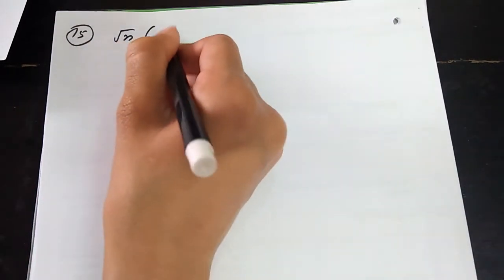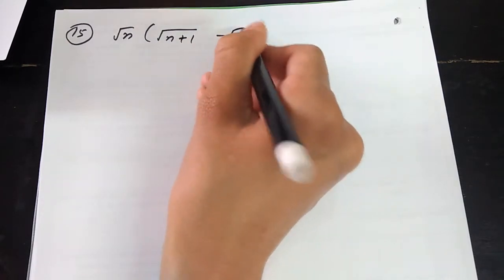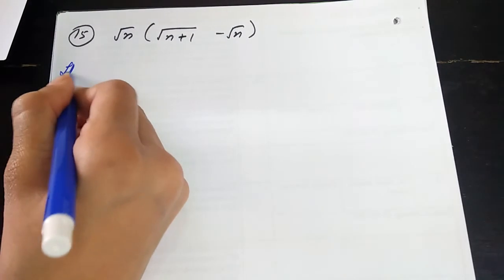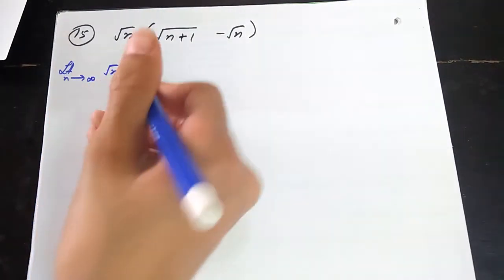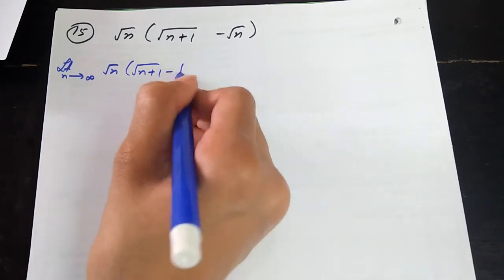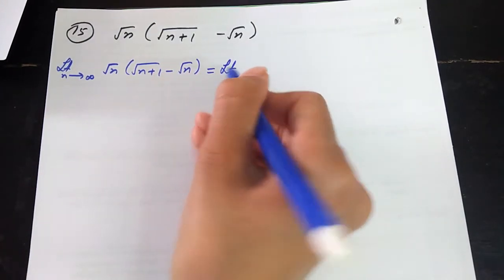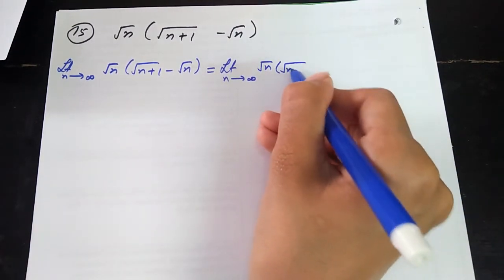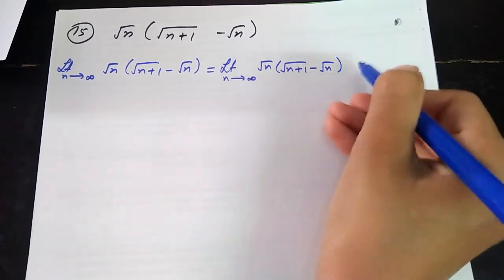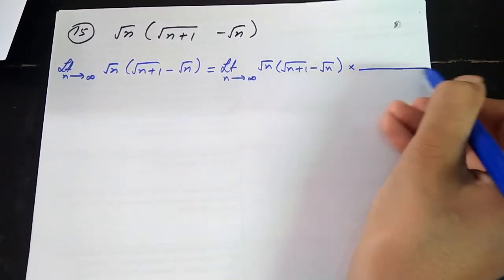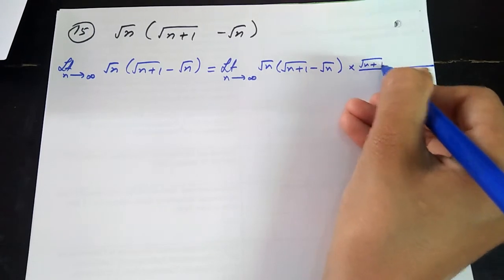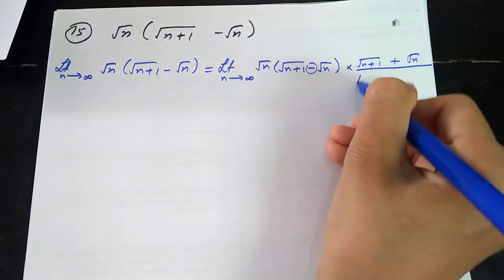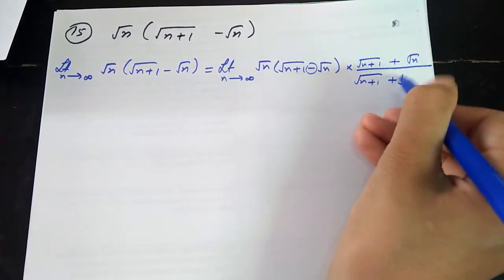The limit as n approaches infinity of square root of n times (square root of n plus 1 minus square root of n). I will solve it by rationalizing it. Rationalization means you write the same expression with the middle sign opposite, and multiply and divide with it. So it will become square root of n plus 1 plus square root of n, and the same thing you divide with.